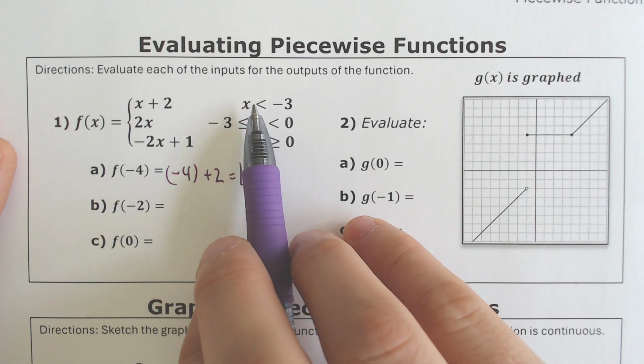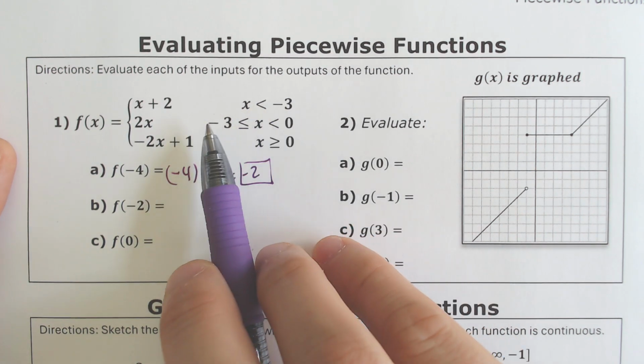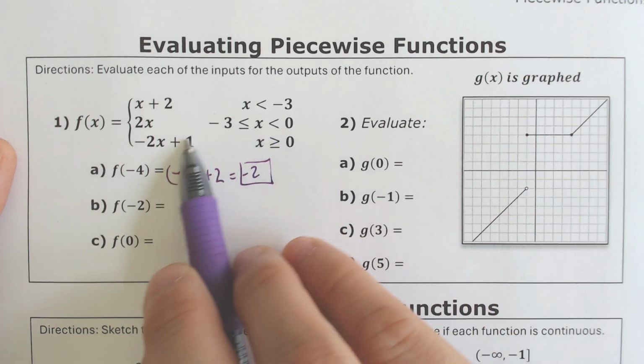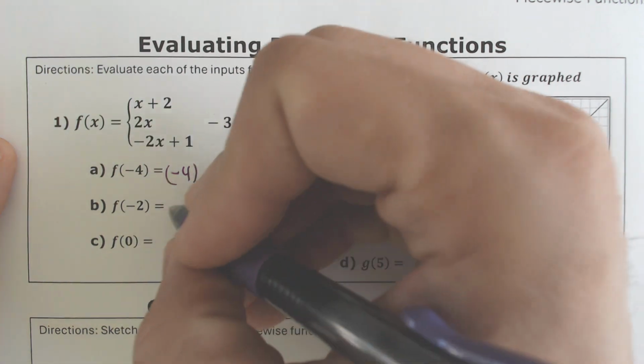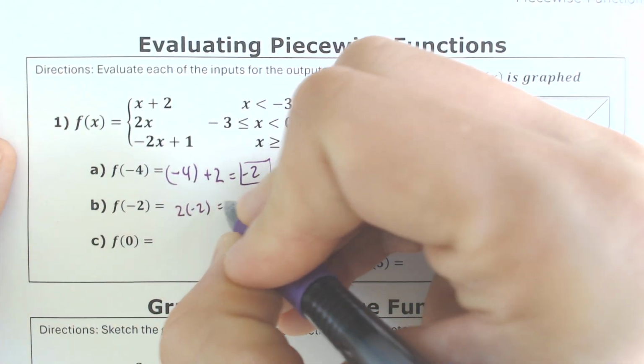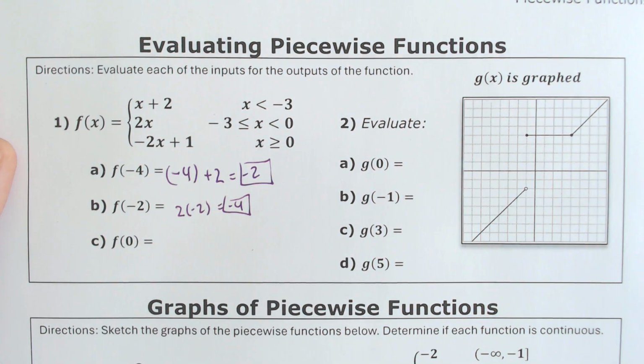All right. Where does the negative 2 belong? Well, the negative 2 isn't smaller than negative 3. It's in between negative 3 and 0, so we're going to be plugging it into the middle function. So this is going to be 2 times negative 2, which makes negative 4.